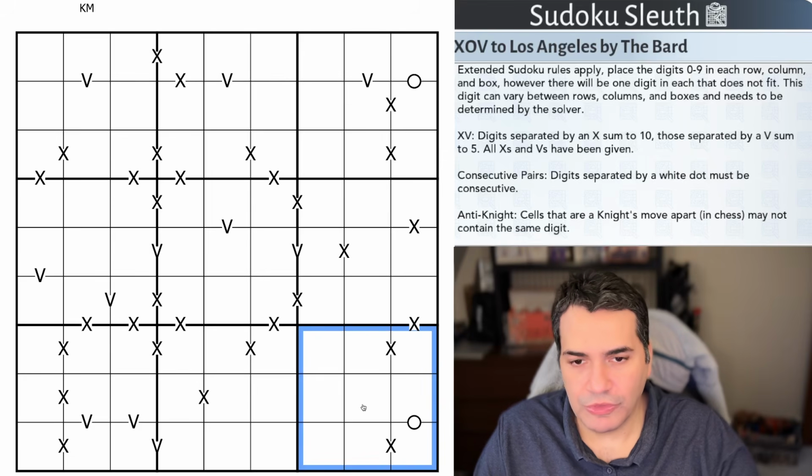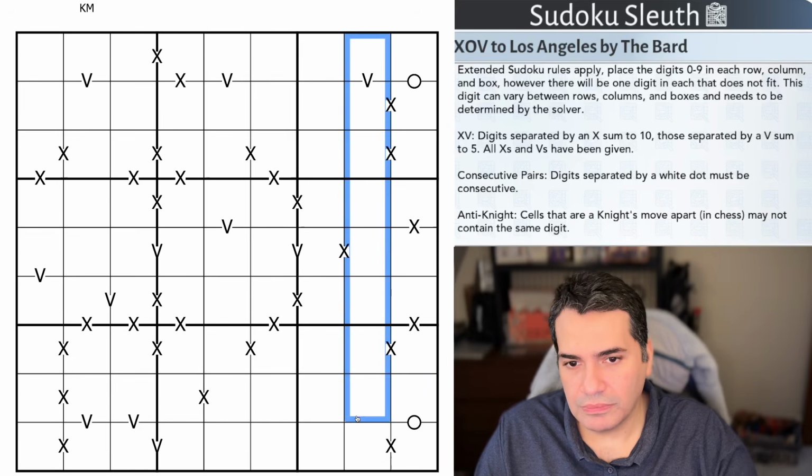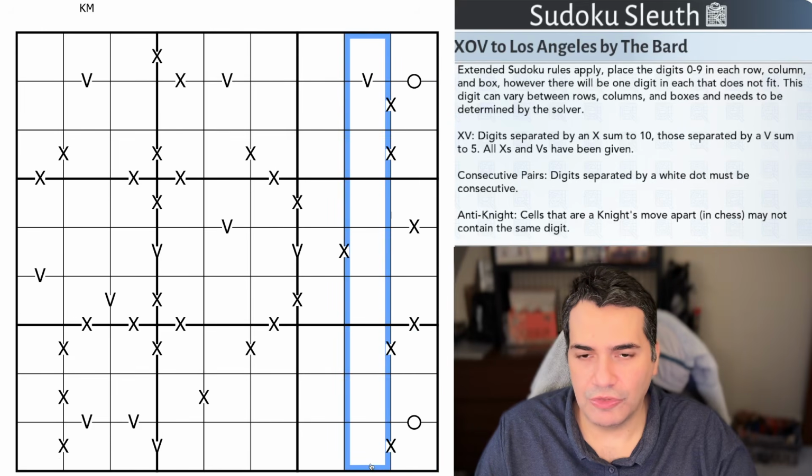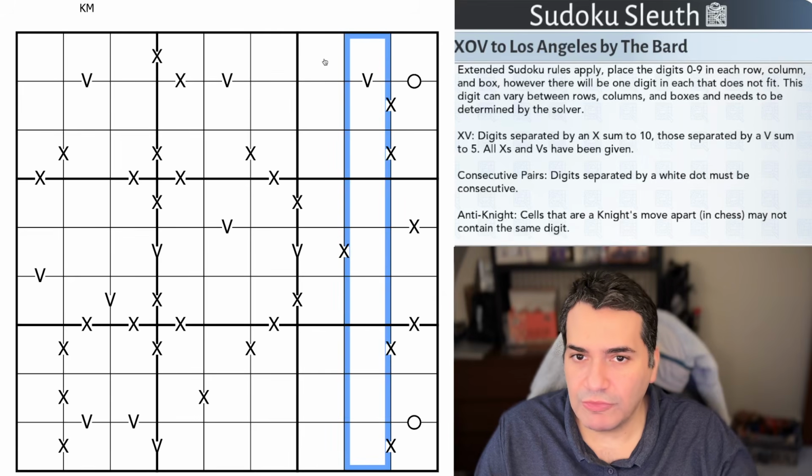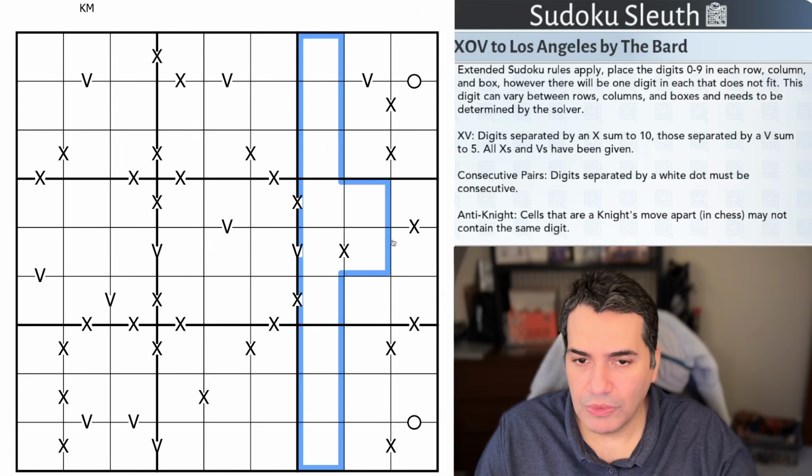Now, there's a lot of words there, but essentially, there are 9 cells in this column. You cannot fit 10 digits, the digits 0 to 9. You're going to have to determine which of the digits 0 to 9 fit in here. Clearly, one of them is going to be missing. Does it have to be consistent in every column, or every row, or every box?